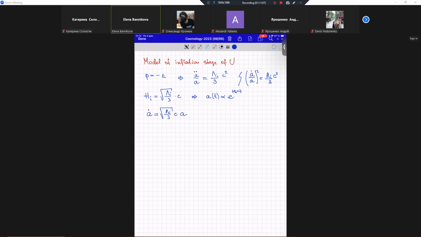So the idea is this: let's suggest that we can switch on the exponential change of the scale factor at some moment of time. Let's call it T_i. This inflation starts from this time and lasts until T finish. So we switch on this inflation for some time.